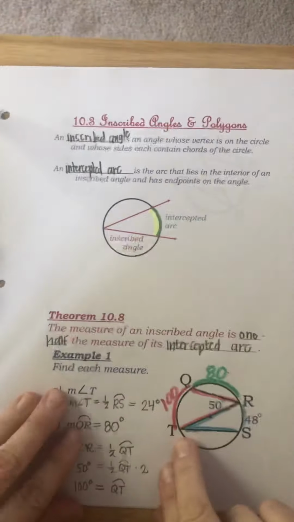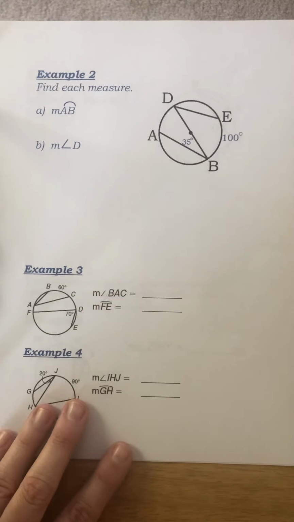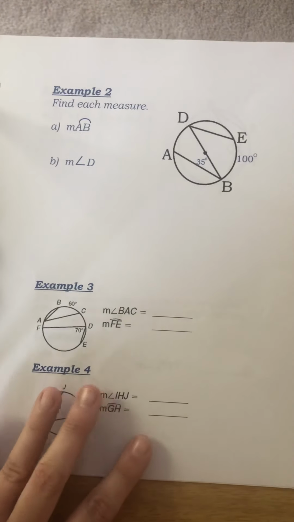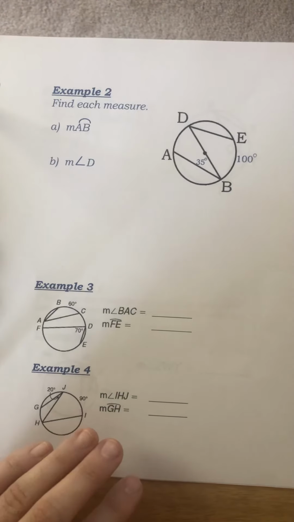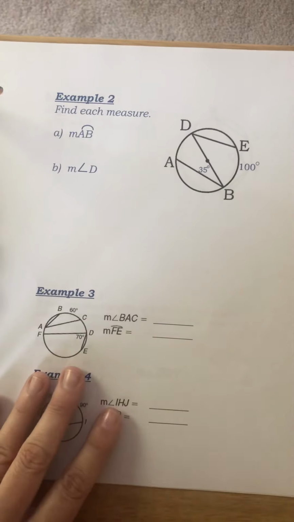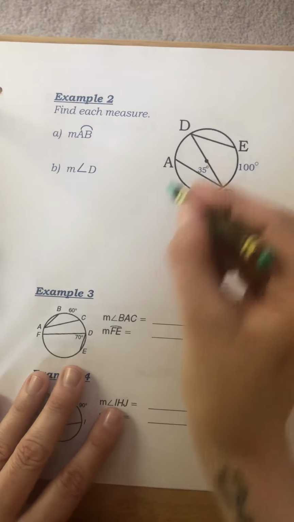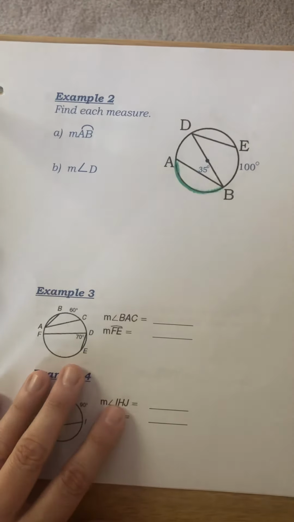Okay, so let's move on to example number 2. Same ideas here. We have a circle, we have a center, we have some inscribed angles, and some intercepted arcs. So let's take a look at what we're trying to find. Letter A, we want to find the arc of AB. So I'm going to put that here in green. Again, we have a problem, right? There's no inscribed angle that's intercepting that arc.